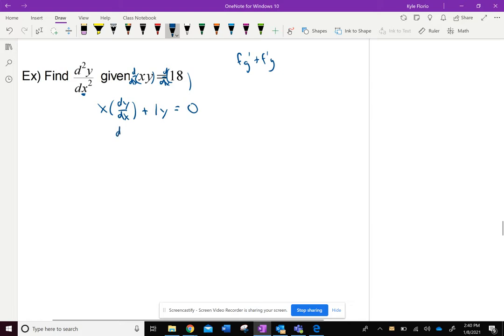Let's solve for dy/dx, the derivative of y with respect to x. So bring the y to the other side. It's going to be negative y. Divide both sides by x. It's going to be negative y over x.